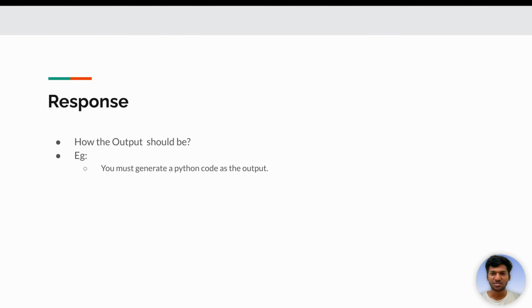Next comes the response. Response is the area where it must give the desired output in the desired format. Here we have given the example of generating Python code as an output, but we can set that the response must be in JSON. Whatever you generate, give it as a JSON.